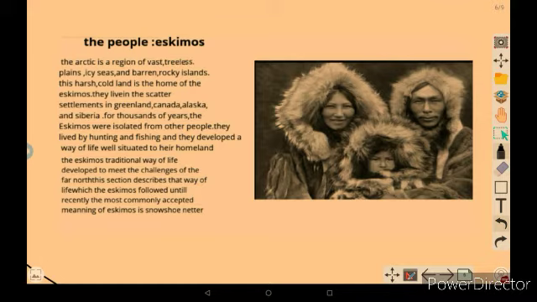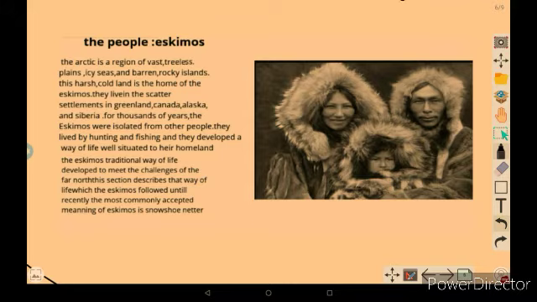Okay. Isolated means they were living apart from the other people. But they lived by hunting and fishing, and they developed the way of life well situated to their homeland. Okay. So homeland means where they live. Homeland means where they live.